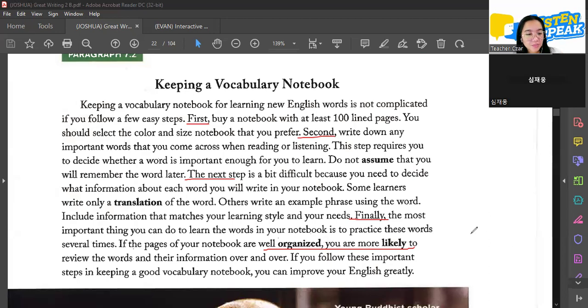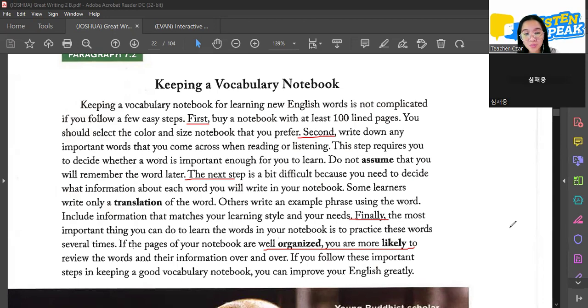Okay. So if the pages of your notebook are well organized, you are more likely to review the words and their information over and over. And if you follow these important steps in keeping a good vocabulary notebook, you can improve your English greatly. This is a great tip for you to improve your English vocabulary. All you need to do is get a notebook and write down the words that you didn't know.